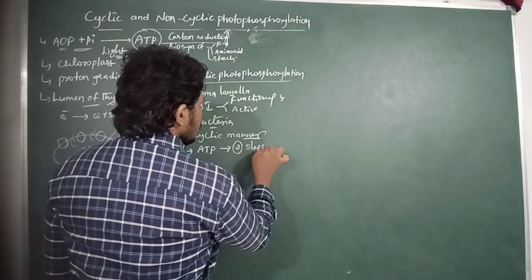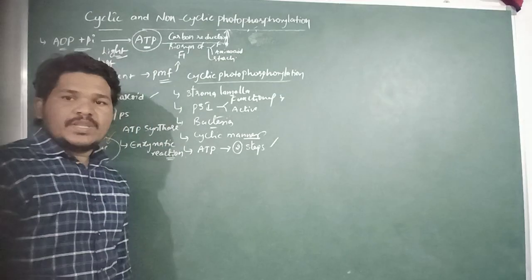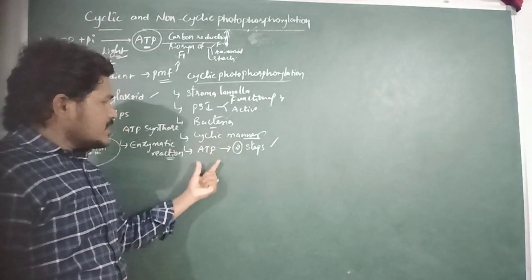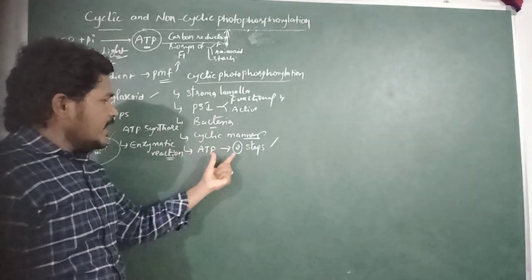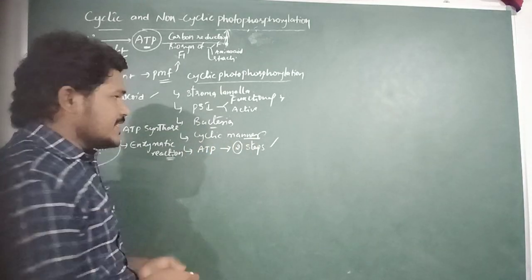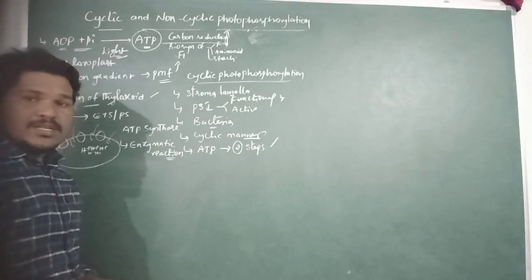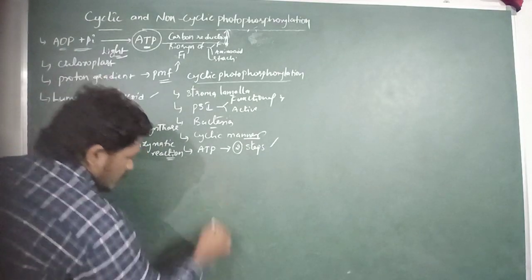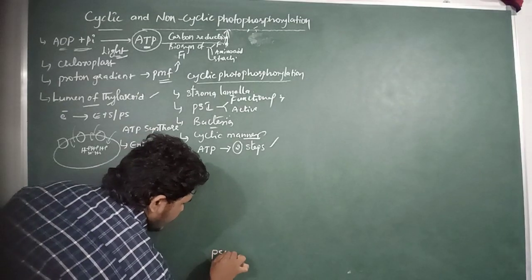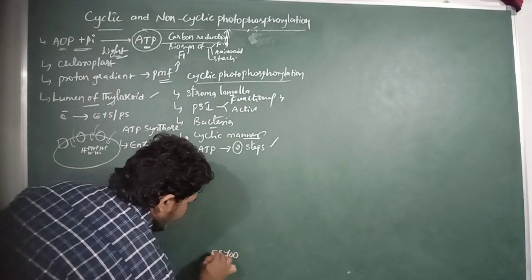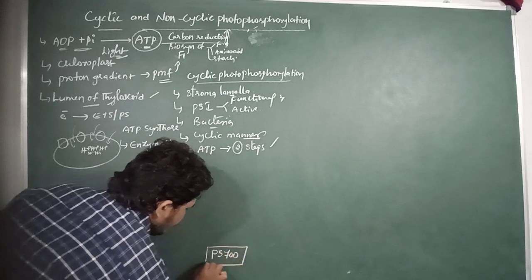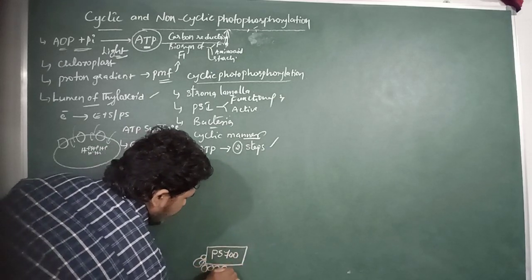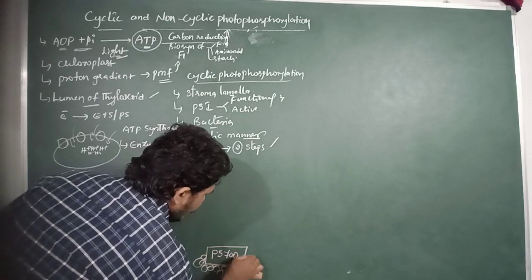I will show where the ATP molecule is synthesized in the cyclic photophosphorylation at two steps. And let us see the flow of electrons in the cyclic photophosphorylation. So here is photosystem 1, that is the PS700. Around the PS700 the chlorophyll pigments are located.